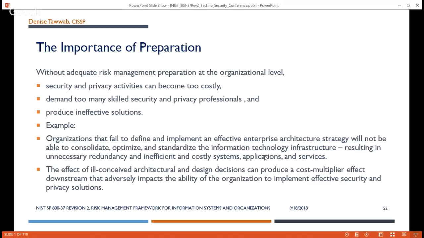So let me give you an example. Organizations that fail to define and implement an effective enterprise architecture strategy won't be able to consolidate, optimize, and standardize the IT infrastructure, which is going to result in unnecessary redundancy and ineffective and costly systems, applications, and services. Now, the effect of ill-conceived architectural and design decisions can produce a cost multiplier effect downstream that will adversely impact the ability of your organization to implement effective security and privacy solutions.